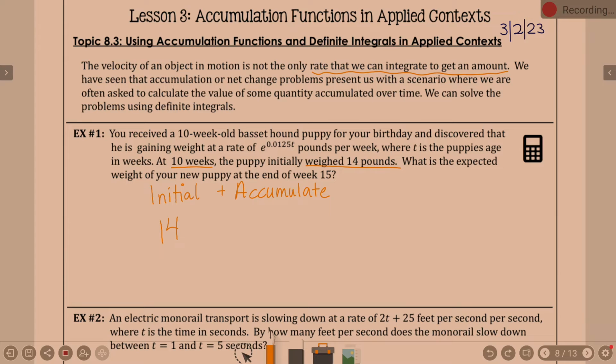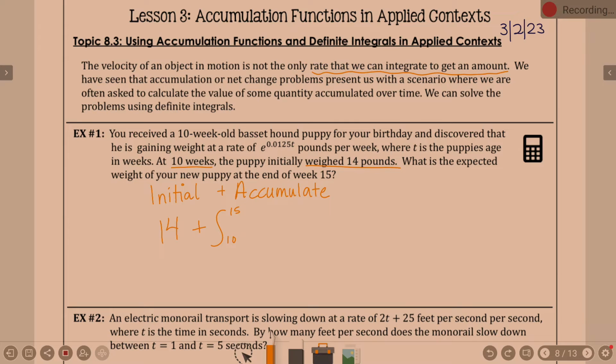Okay. I think. Yes. Okay. My notes agree with 10. I wanted to double check. I see what you're saying. Yeah. Okay. But we know his weight at week 10. So we're going from week 10 to week 15. I see your point, though. That's a good thing to think about.